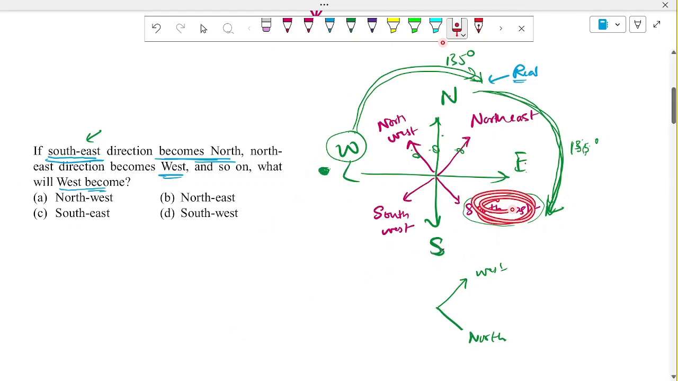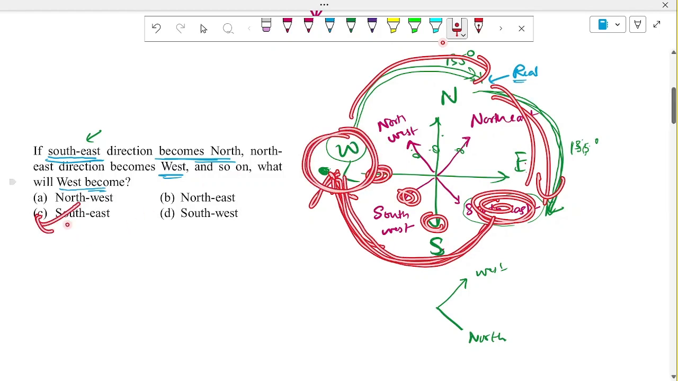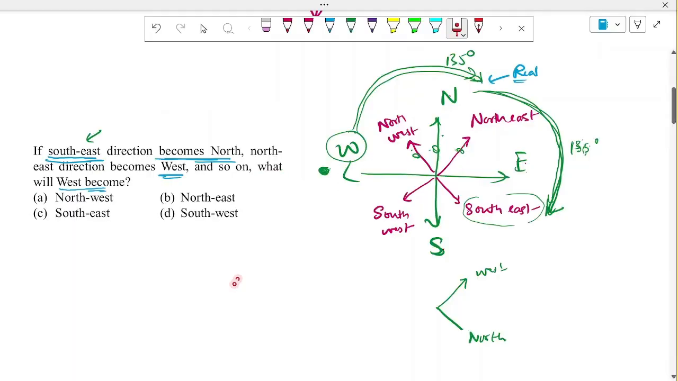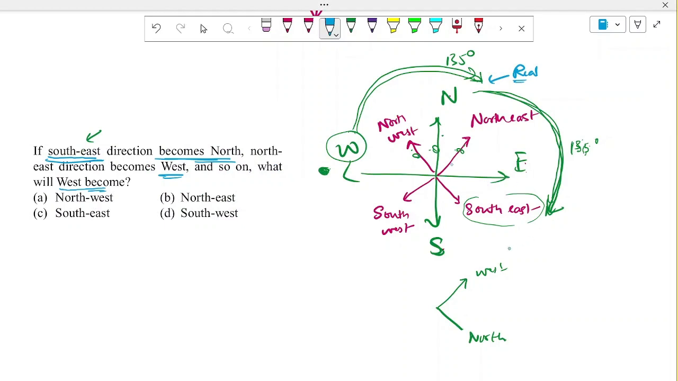If you observe this southeast, one, two, three, three places. So southeast will come here. You can see this is always in the clockwise direction, and that's why this is also clockwise direction. In this place, we are going to have southeast. So the option is C. I hope this question is clear. Yes, it is C. You can see there is a shift of three directions.